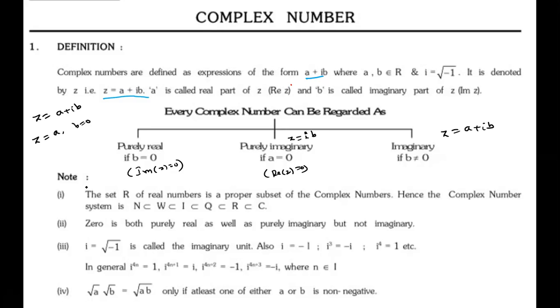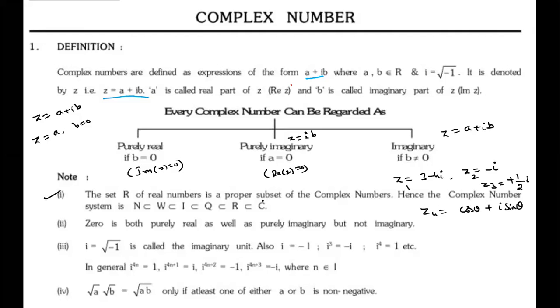Now, note 1. Examples I'm giving. z1 is equal to 3 minus 4i. z2 is equal to minus i. z3 is equal to minus 1 by 2, I can also take plus 1 by 2 i. So these are complex numbers. Finally, I can take z4 is equal to cos theta plus i sin theta, which is also a complex number. Note 1: the set of real numbers is a proper subset of complex numbers.